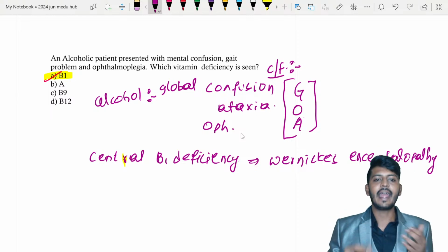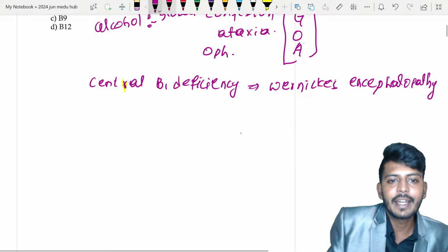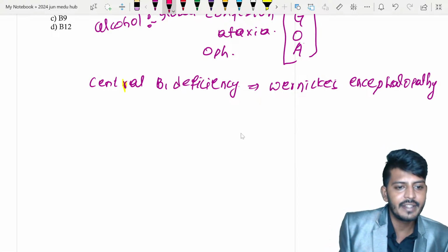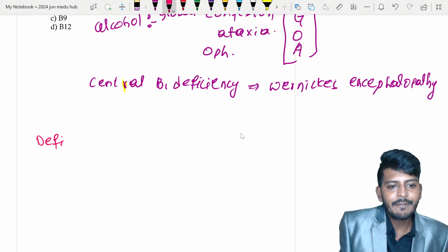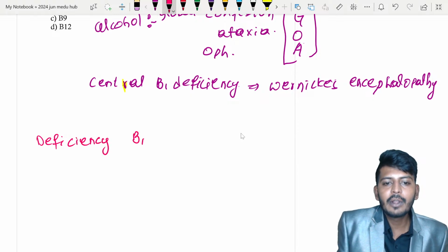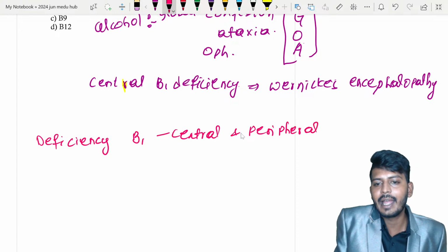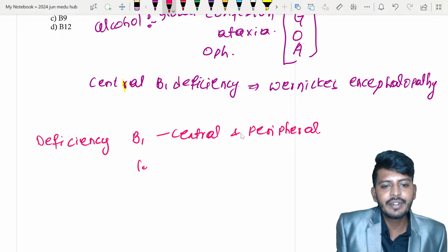If there is a total deficiency of B1, which occurs both in the central and peripheral, meaning if B1 deficiency happens in both places, then that will lead to which disease?